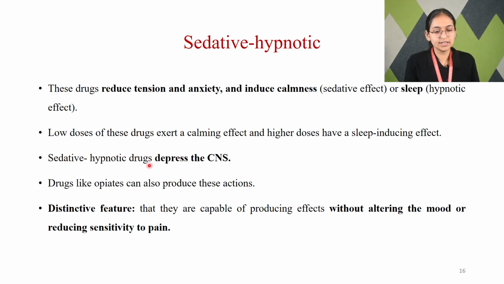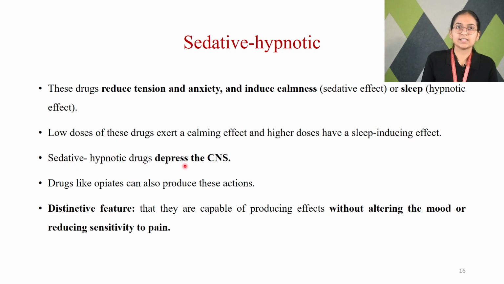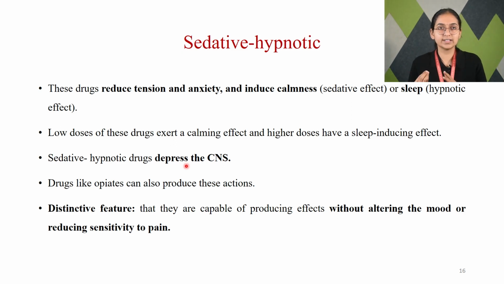Next is sedative and hypnotics drugs depress the CNS. As we have seen in the first category also, the anesthetics, they are depressing the CNS. From the topic only we can understand the action of the drugs acting on the central nervous system. So whenever they are acting on the central nervous system, they have to make them calm, they have to reduce the activity of the CNS so as to reduce the pain or the sensation of the body.